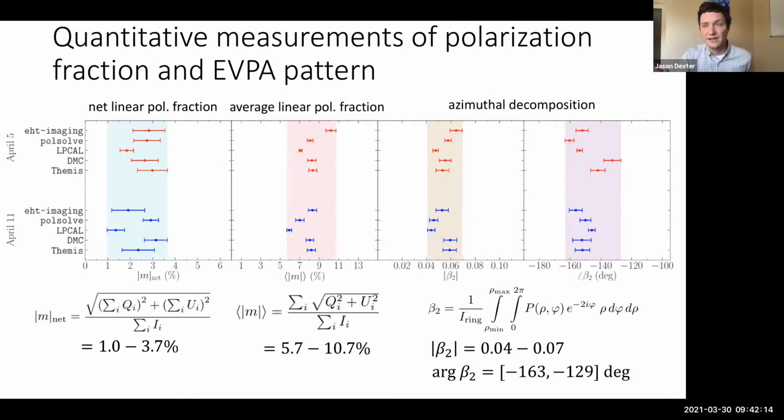Okay, and those observables then are the net linear polarization fraction integrated over our image. This has been measured before from M87 to be about 1%. We find that it could be somewhat higher than that. And then this average linear polarization fraction, which is an imaging result. This is the average on those ticks on the image, and it's something around 10% or a little bit lower.